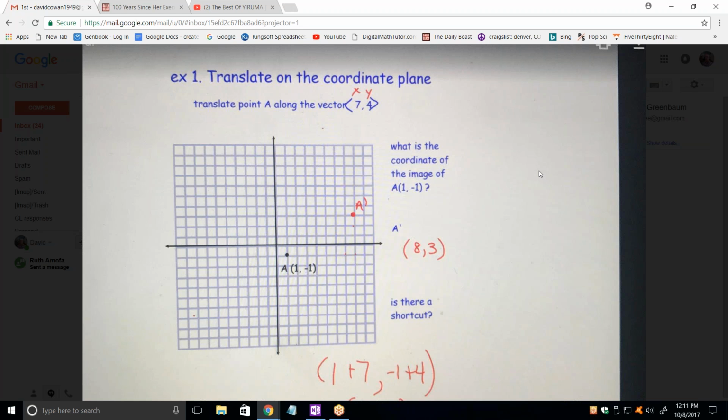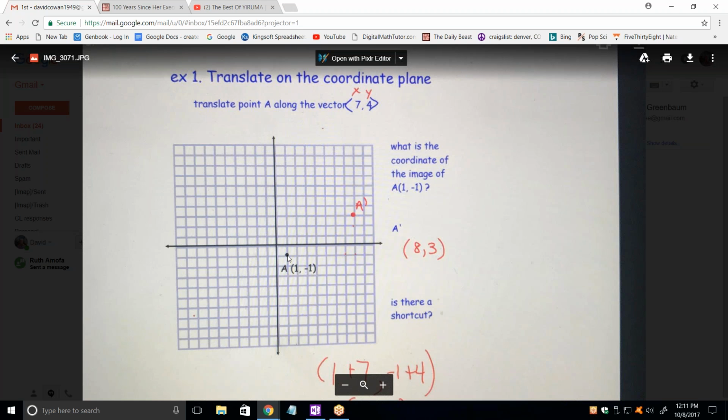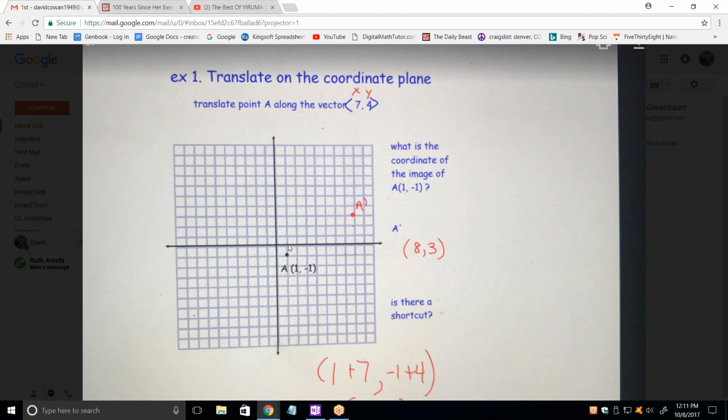You can figure out the coordinates of A prime and subtract from A, or you can just figure out what you have to do to get from A to A prime. Well, you have to go up 1, 2, 3, 4, and you have to go over 1, 2, 3, 4, 5, 6, 7. So you're adding 7 to the x coordinate and 4 to the y coordinate. Okay, and that gives you the new point of 8, 3.